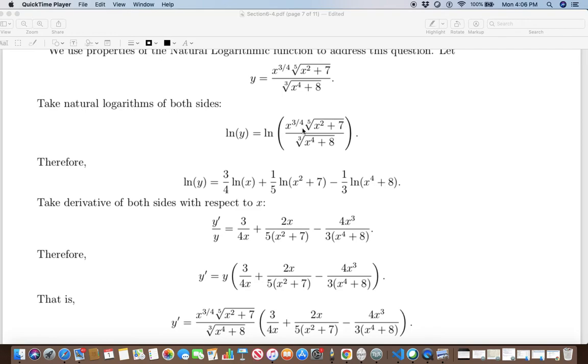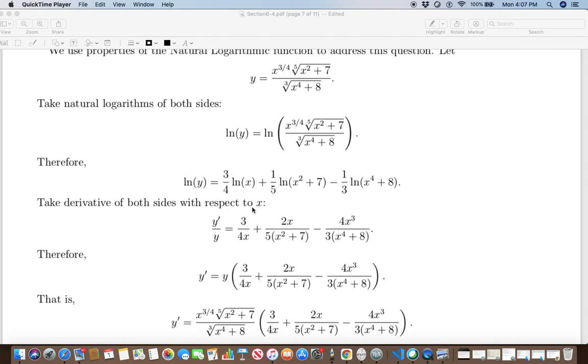So notice there is a product here. So there's natural log of the first factor plus natural log of the second factor minus natural log of the denominator. Now the first factor had power 3/4, that came out. The second factor had power 1/5, that came out. And the denominator has power 1/3, that came out. So notice now this is quite straightforward to take the derivative.